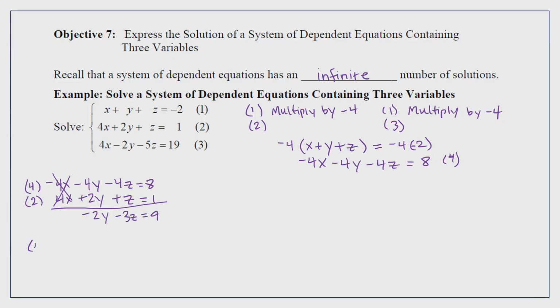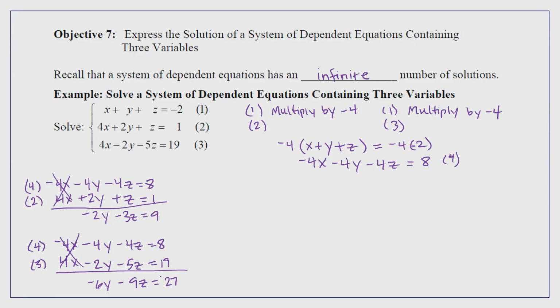So I'll take equation 4 and equation 3. So that's -4x minus 4y minus 4z equals 8. And then 4x minus 2y minus 5z equals 19. The x terms cancel, leaving me with -6y minus 9z equals 27. So I have new equations, 5 and 6.